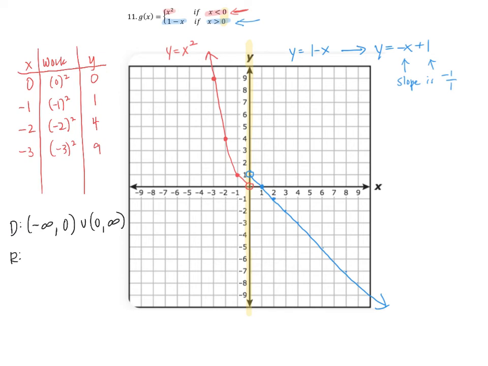And then the range is going to be bottom to top. So the blue goes from -infinity to 1, and then the red goes from 0 to infinity. They overlap. So all of the values are covered in one or the other graphs. So you're going to have -infinity to infinity.